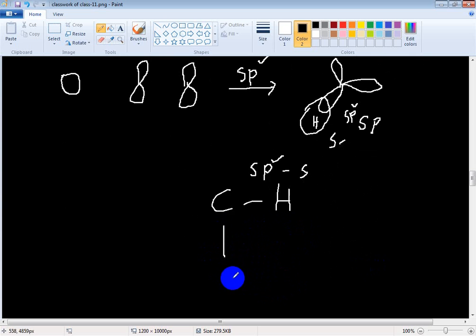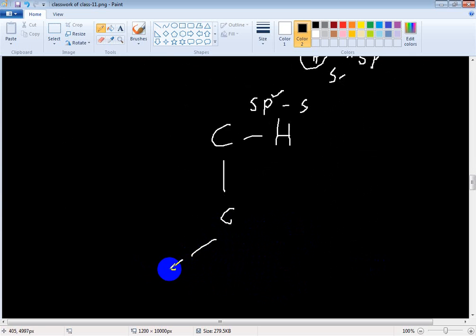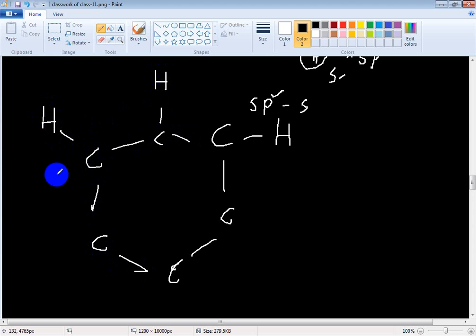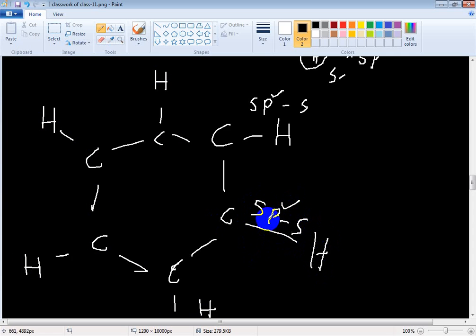So the bond between carbon and hydrogen is an sp2-s bond, because it is formed by an sp2 hybridized orbital and the s orbital of hydrogen. The bond between carbon and hydrogen is sp2-s.